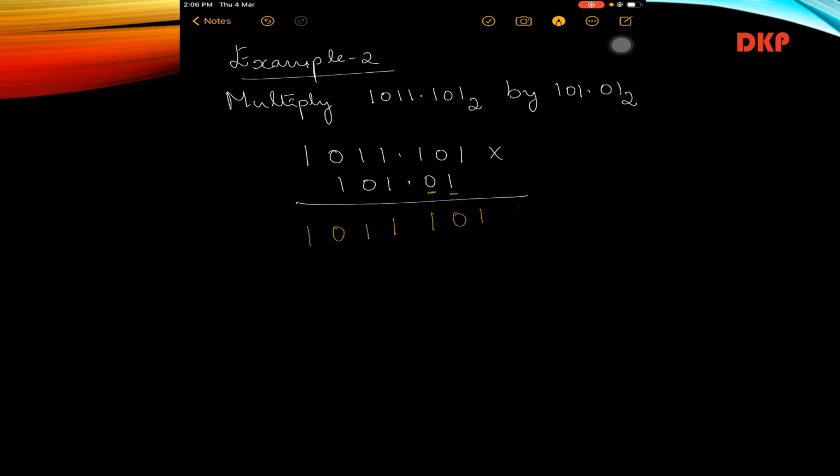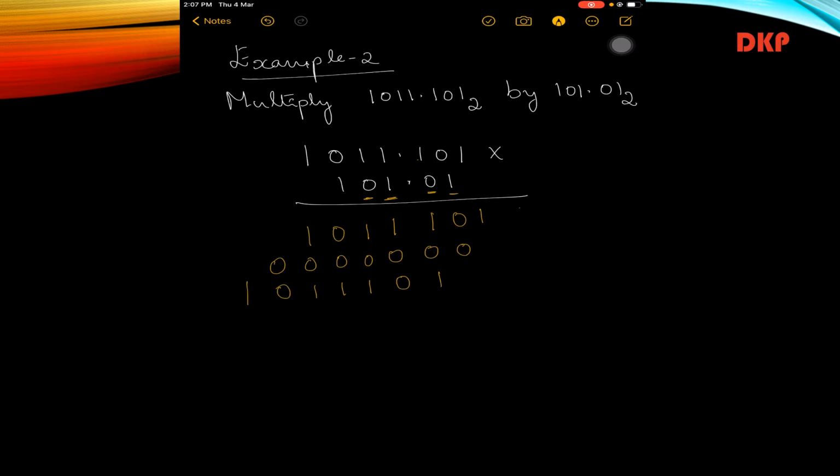Now the next bit is 0. 0 has to be multiplied with all these bits. How many bits are there? 1, 2, 3, 4, 5, 6, 7. So you can write 7 zeros here. Now which is the next bit? 1. So 1 times 1 is 1, 1 times 0 is 0, 1 times 1 is 1, 1 times 1 is 1, 1 times 1 is 1, 1 times 0 is 0, 1 times 1 is 1.